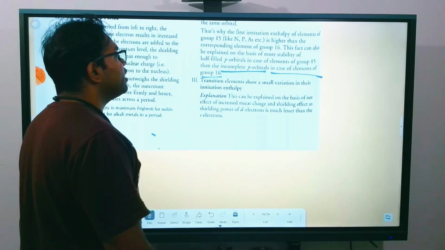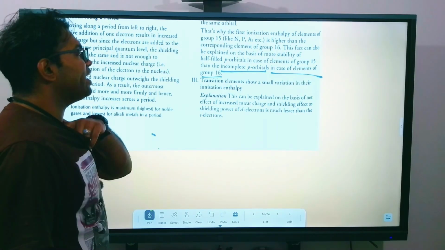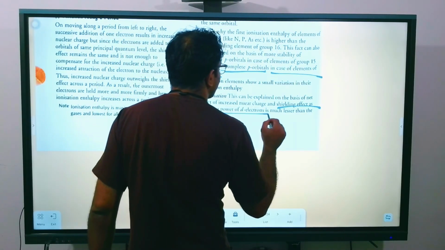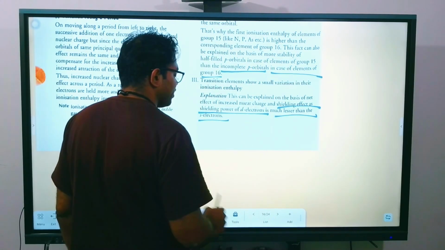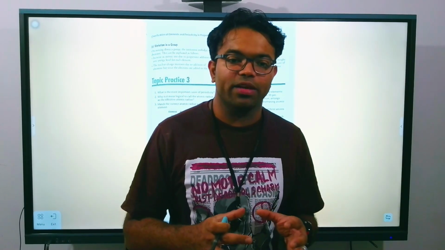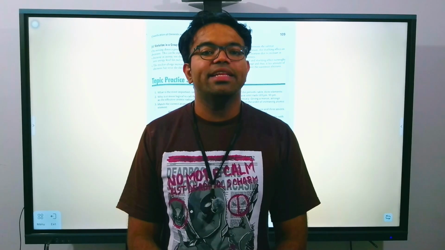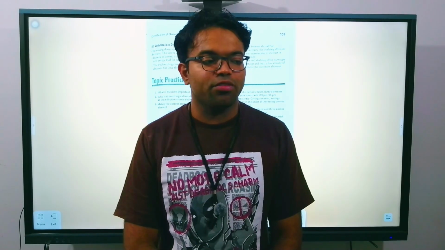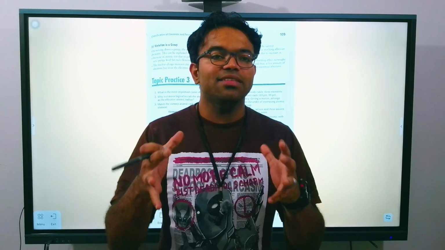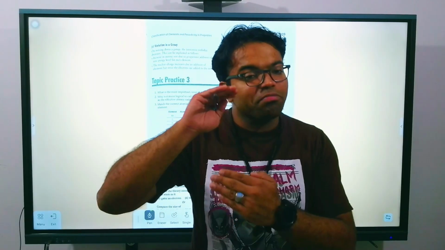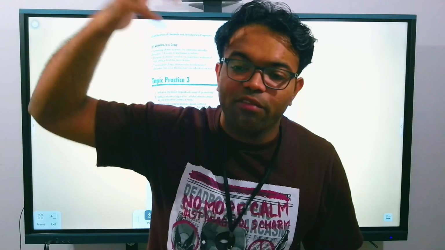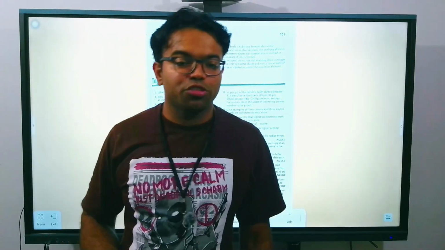Okay, let's go ahead. This can be explained on the basis of the net effect of increased nuclear charge and shielding effect, as the shielding power of d electrons is much lesser than that of the s electrons. Now see, Drupad, the s electrons are much closer to the nucleus. In any of the shells, the s electrons are much closer to the nucleus. Understood? So if you think about it in this way, since they are much closer to the nucleus, they act as better shielders and try to repel the valence electrons that are present in the outermost shell.